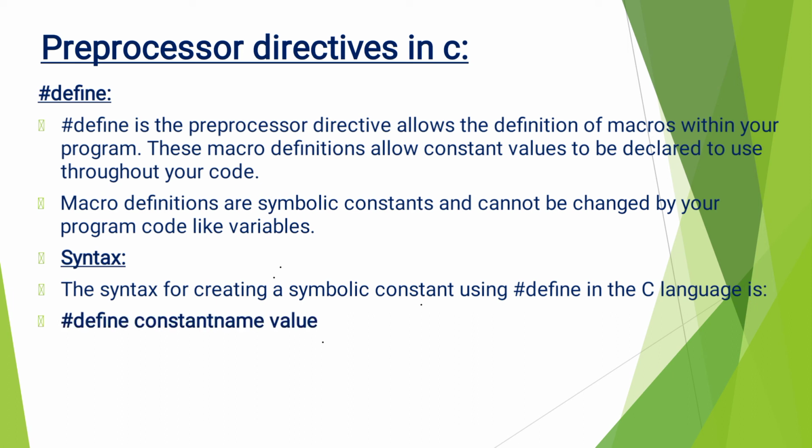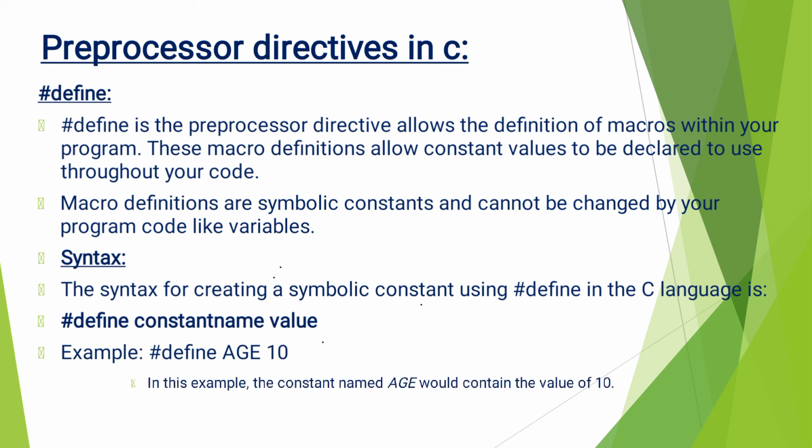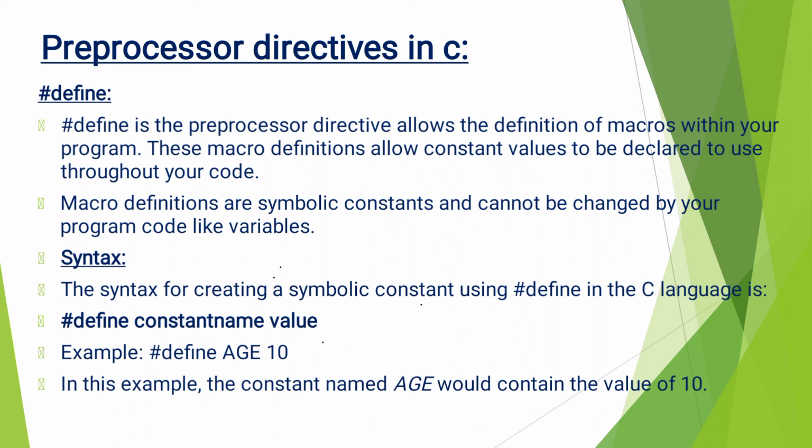The syntax is: #define space constant name space value. Let us see one example: #define AGE 10. In this example, we are defining a symbolic constant AGE and its value is 10. Now the AGE is having the value 10. So this is about the #define preprocessor directive.